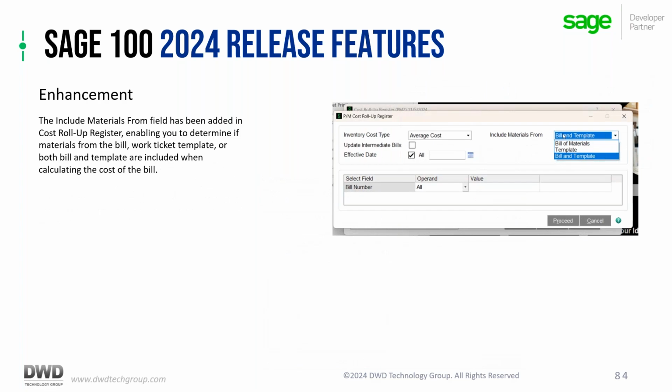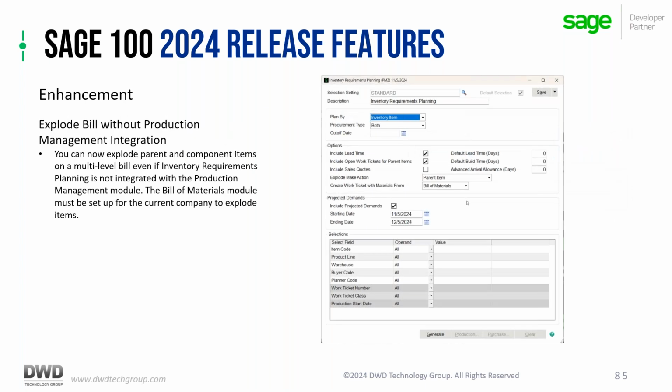When we run the production management cost roll-up register, right? So we're trying to do what's the standard cost going to be, or whatever average cost of the item. How does it know where it pulls material from, right? So again, in that cost roll-up register, it's going to pull that information. Explode the bill without production management integration.